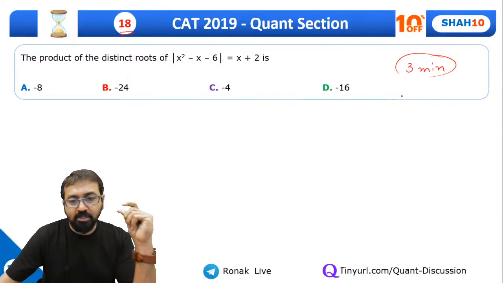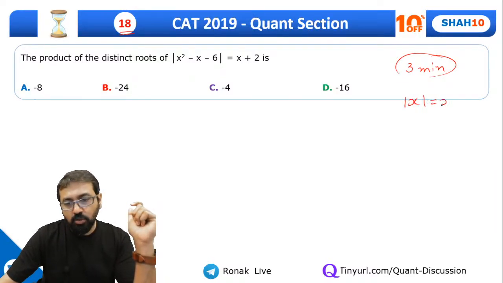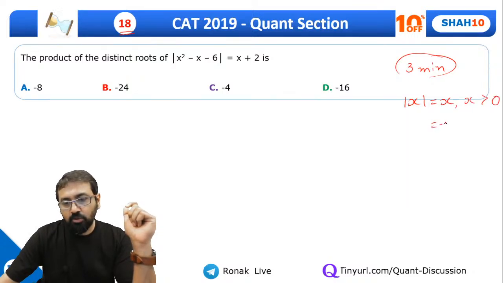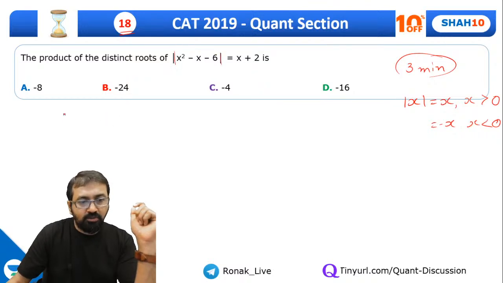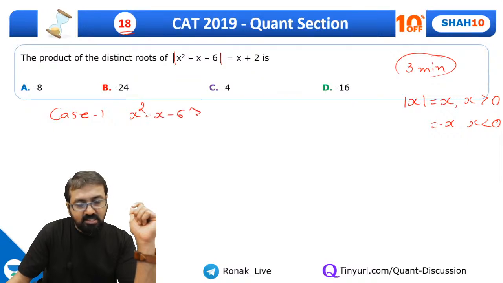Guys, you will have to remember this thing. Mod of x will be equal to x if x is greater than 0, and will be equal to minus x if x is less than 0. So here we have something in modulus, so we'll have to take 2 cases. Case 1, this x square minus x minus 6 is greater than 0.